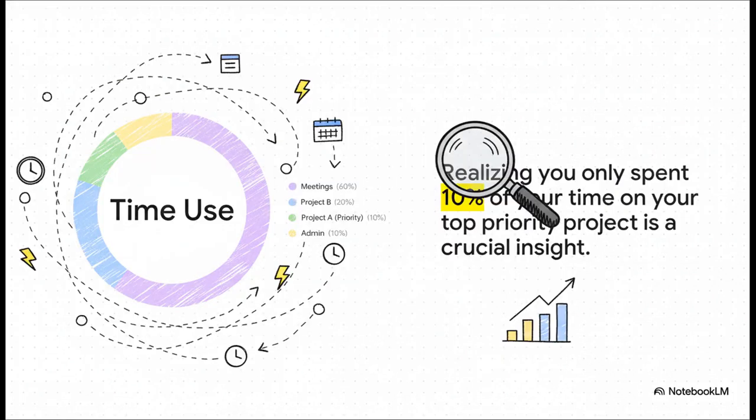And this is the payoff. This is what it's all for. When you tag everything with that consistency, your system can spit out these incredibly powerful insights. I mean, just imagine realizing you only spent 10% of your week on your top priority project. That's not just data.